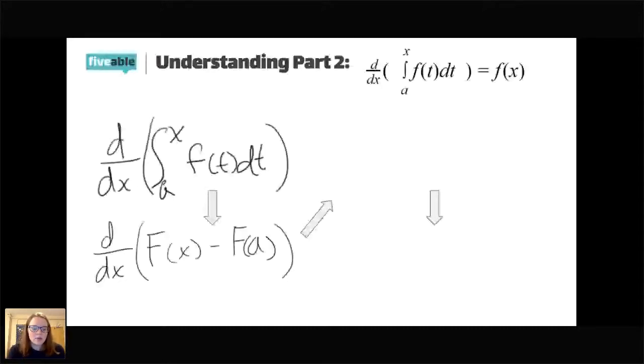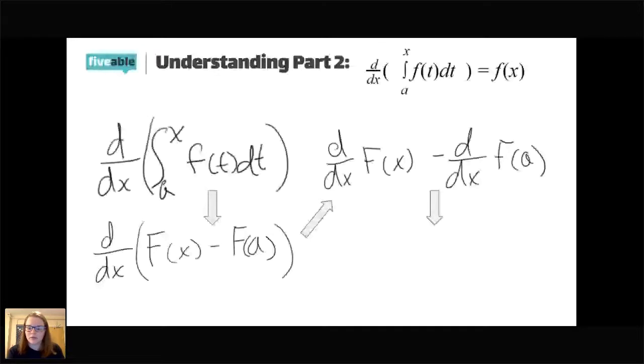So we used that first part that we just learned, but we still have to take the derivative of that. When we take the derivative of two things we're subtracting, we can essentially take the derivative of each separately. So we've got the derivative of F of x minus the derivative of F of a. When you take the derivative of the antiderivative of x, what do you end up with? Feel free to answer in the chat if you know. So we've got an antiderivative and a derivative. Yeah, we'll get the original function.